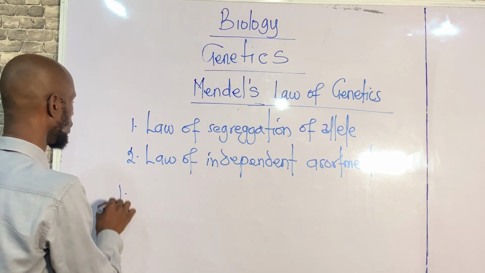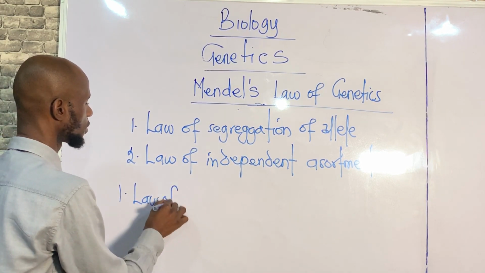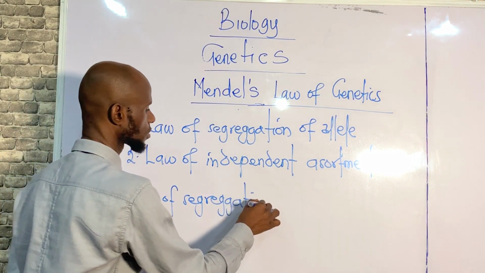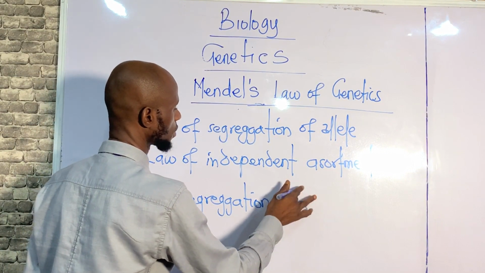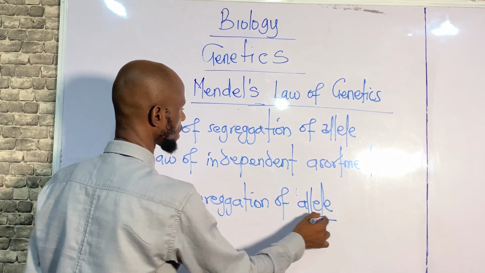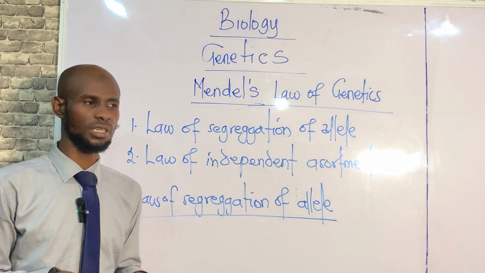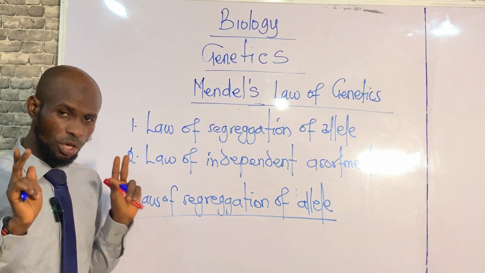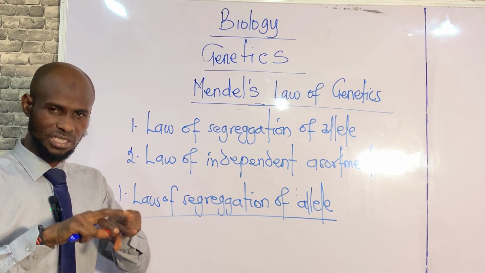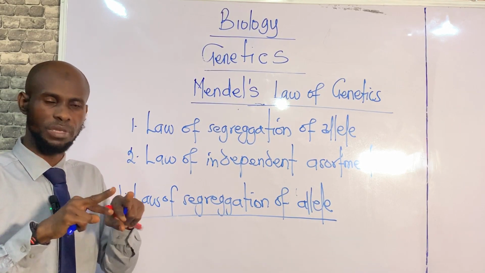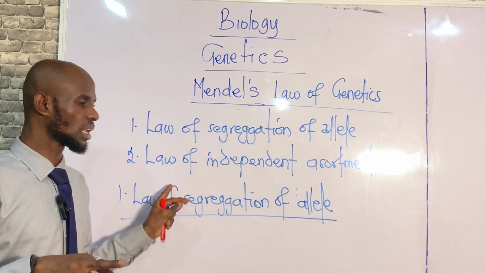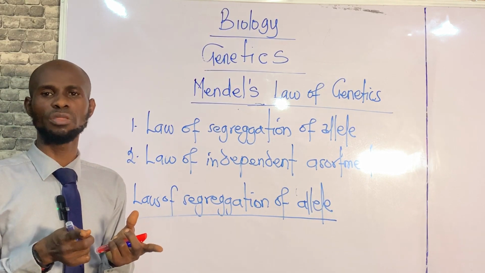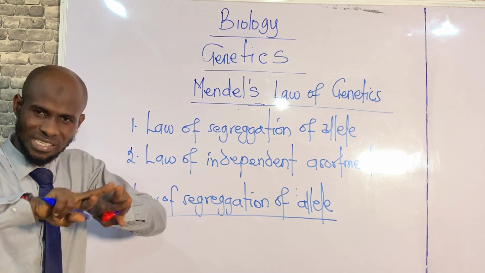So let's look at the first law, the law of segregation of alleles. From the word segregation, the alleles are going to separate. When I say alleles, what should come to your mind is the gene, and the letters. In the last class I was separating the two letters and bringing a circle around them before I crossed them. That is what is called segregating the alleles.